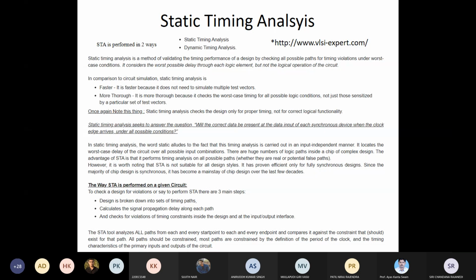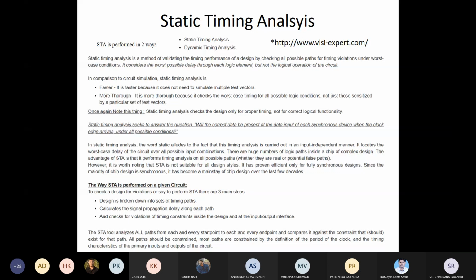Let's say flip-flop 1 and 2 are there, and flip-flop 2 should get its data at, let's say, 10 nanoseconds. Whether the data reaches there at 10 nanoseconds or not, that is our requirement. If it is not reaching at 10 nanoseconds, then it is violating the requirement of flip-flop 2. There are various factors like setup time, okay, when we are checking timing violations.